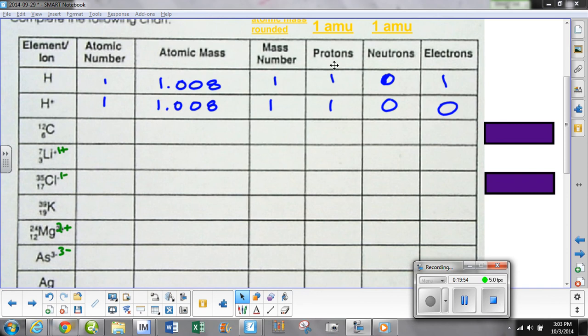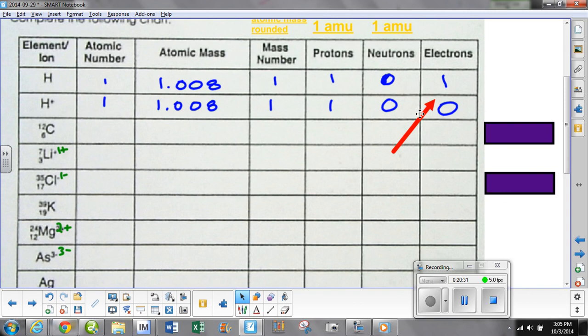Okay, what we just did as a class was figure out the numbers for hydrogen. Okay, so for hydrogen, the atom, it was atomic number 1, and for hydrogen, the ion, it's atomic number 1. Atomic mass does not change. The mass number doesn't change. The protons don't change, nor do the neutrons. What is going to change is the electrons. To get that 1 plus charge there, that's the only way to do it.